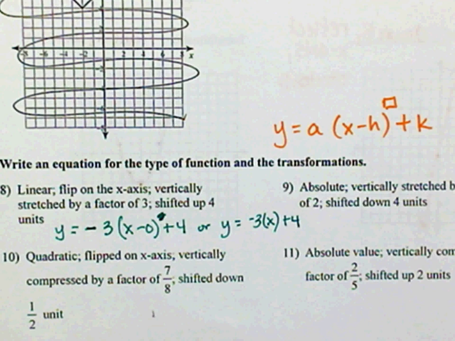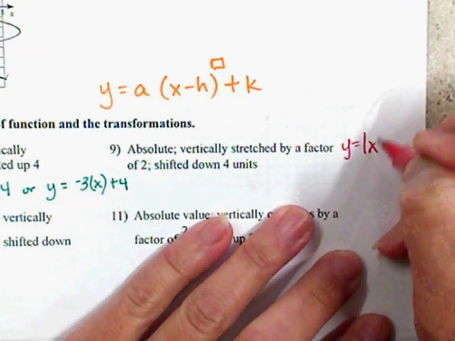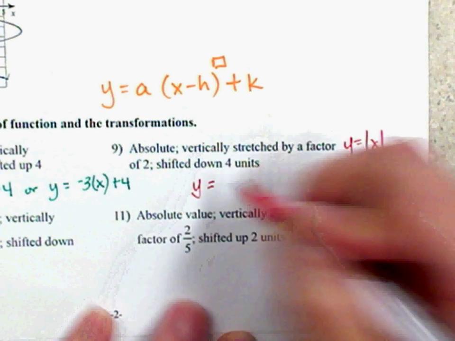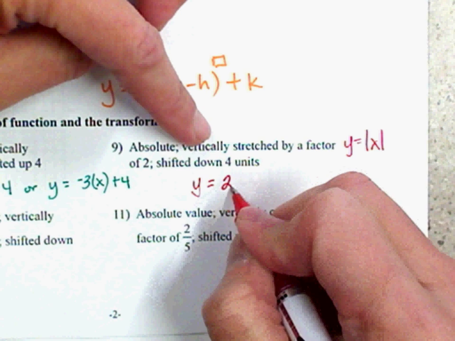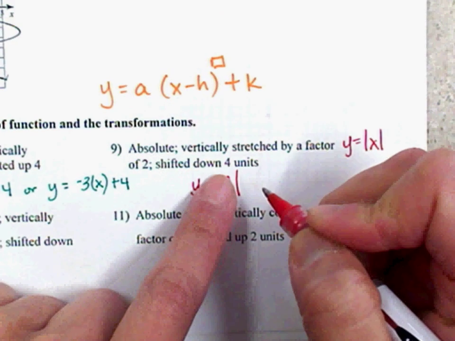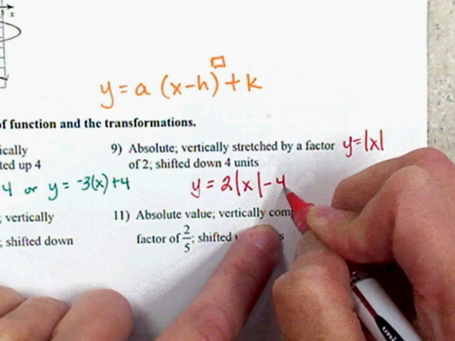Number 9. Absolute value has this line around it. So y equals, vertically stretched by a factor of 2. So there's your a. Shift it 4 units down. That's outside, so minus 4. We are finished.